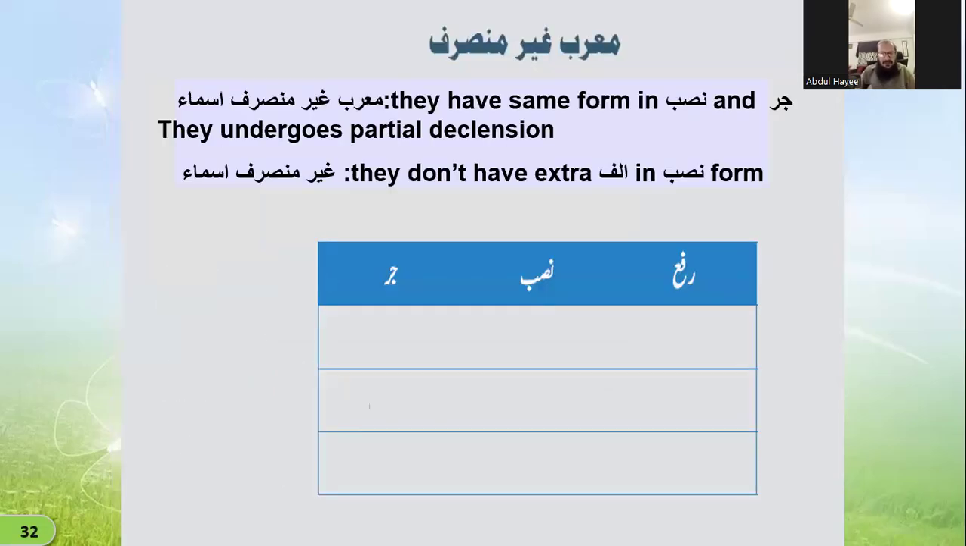Let's have an example. In Raf we have dhamma, in Nasb we have fatha, in Jar we have kasra. Just like Suleimanu, Suleimana, Suleimani. Aishatu, Aishata, Aishata. This is the second category, the dicots.